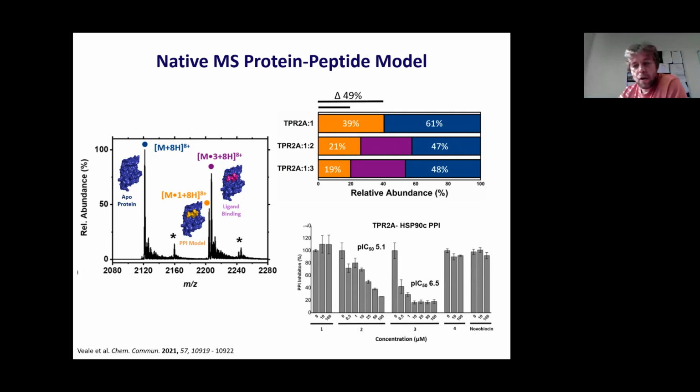The key experiment after that came when we subjected this to a protein-protein interaction assay, and this is a domain-domain interaction between TPR2A and the HSP90 C-terminus, and both peptides showed a dose-dependent inhibition of the protein-protein interaction, with peptide 3 performing quite a lot better than peptide 2. And importantly, peptide 4 was not active. The non-binding peptide was not active in this assay.